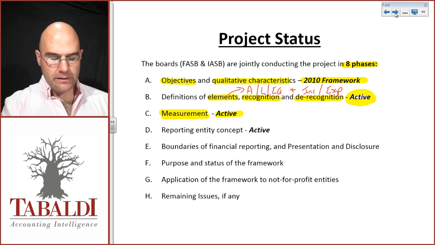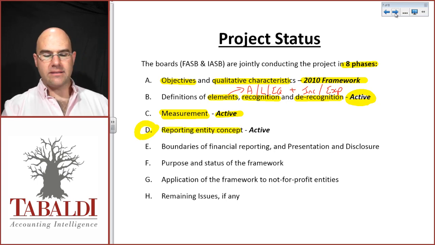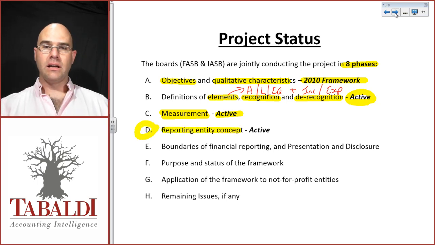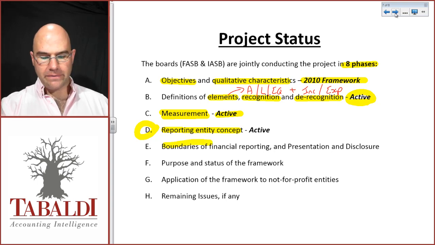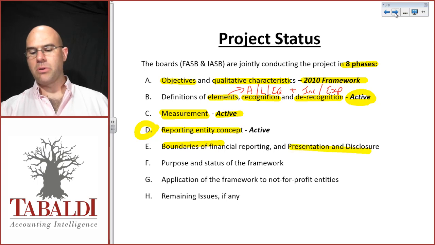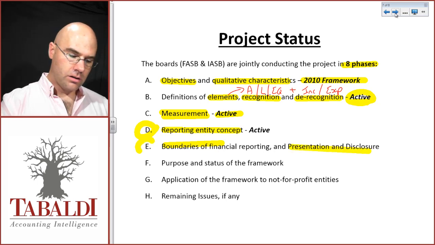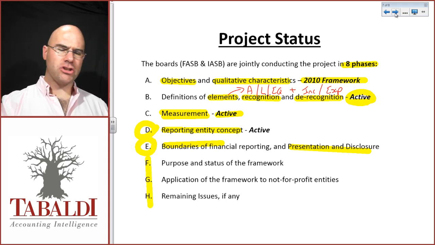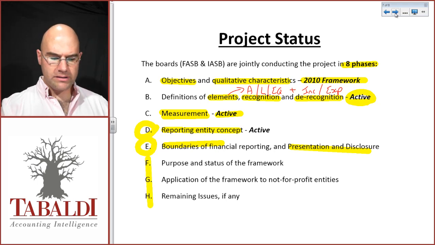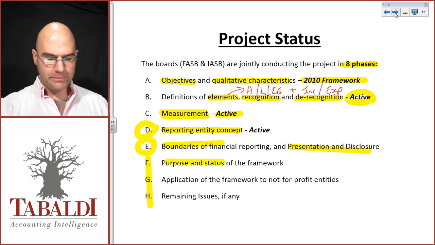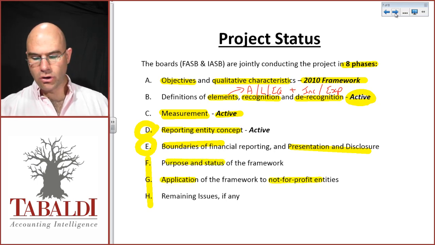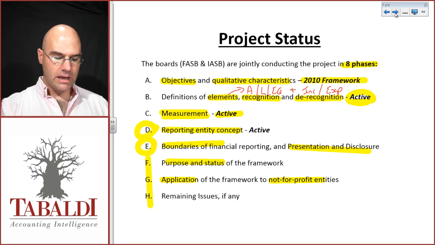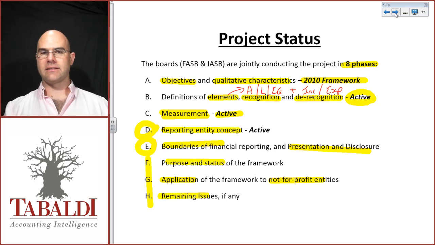There's a new concept as well in phase D. The reporting entity concept is looking to be defined, and that has not yet been completed. That's still active. Also, boundaries of financial reporting and then presentation and disclosure are part of phase E. Phases F to H are the not so important ones: the purpose and status of the framework. Application to not-for-profit entities is phase G, and then any remaining issues will be discussed as part of phase H.